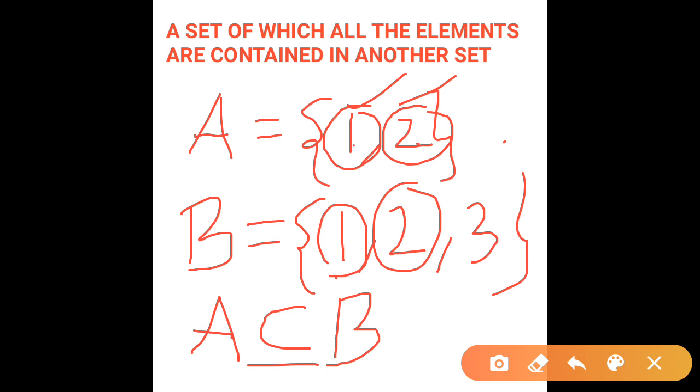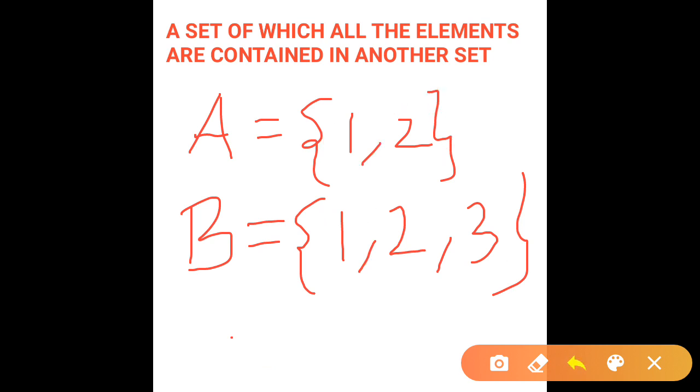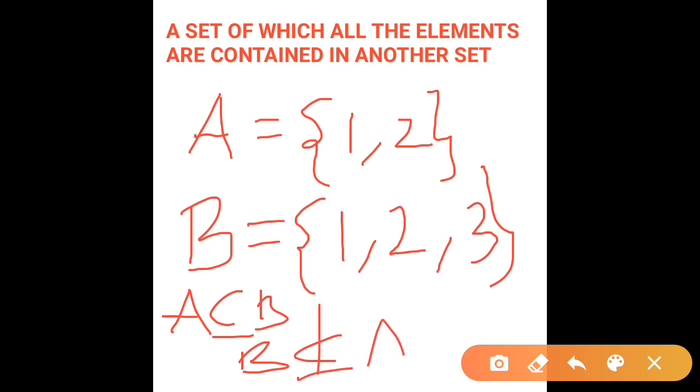What about B subset of A? No. Why? Because 3 is not contained in A. B contains the element 3, but in A the 3 is not available; it does not belong to A. So that's why B is not a subset of A. So A is a subset of B, but B is not a subset of A. Clear?